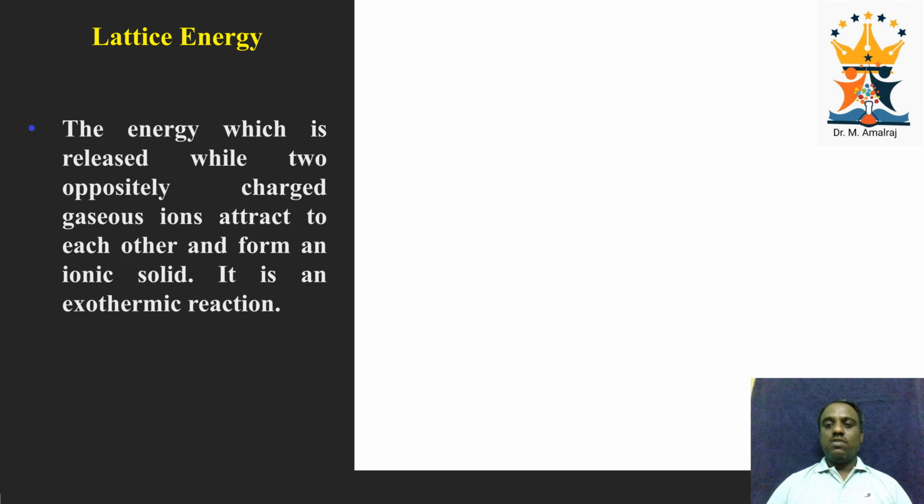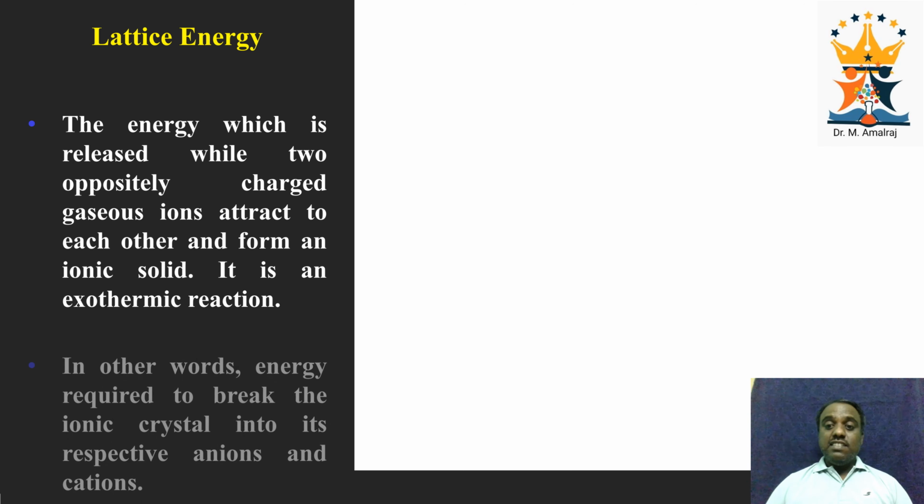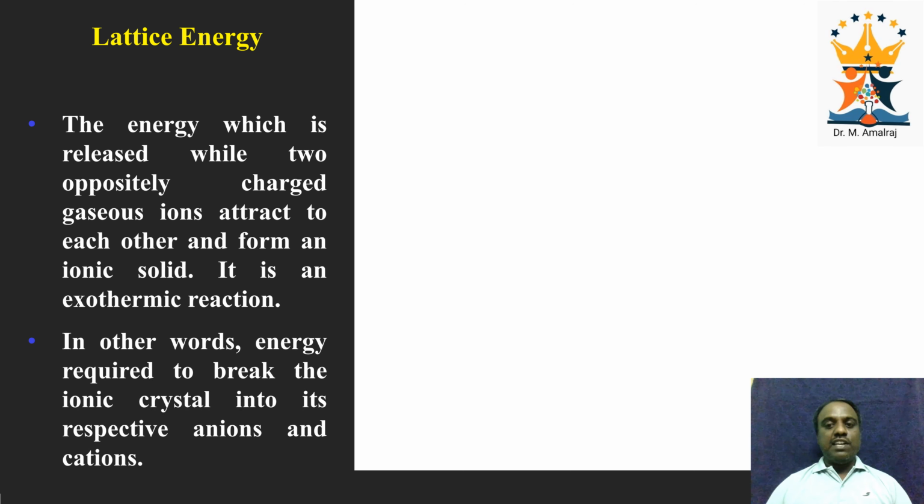Now let us discuss lattice energy. It is the energy that is released while bringing two oppositely charged ions from infinite distance closer to form the ionic compound. Since the energy is released, it is an exothermic process. In other words, we can define lattice energy in the opposite way, that is, the energy required to break the ionic compound into its respective anions and cations. And in this case, it is an endothermic process.